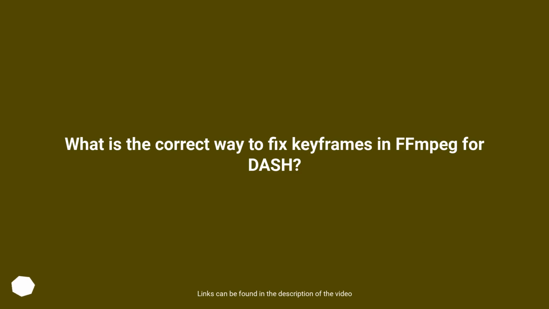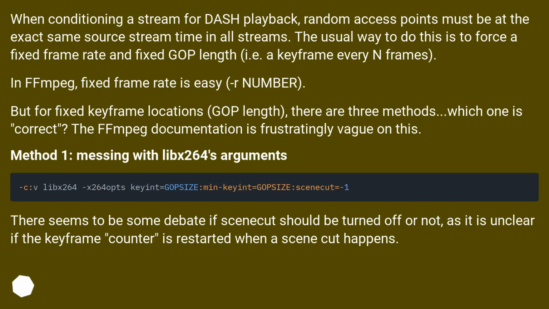What is the correct way to fix keyframes in FFmpeg for Dash? When conditioning a stream for Dash playback, random access points must be at the exact same source stream time in all streams. The usual way to do this is to force a fixed frame rate and fixed GOP length, i.e. a keyframe every n frames.